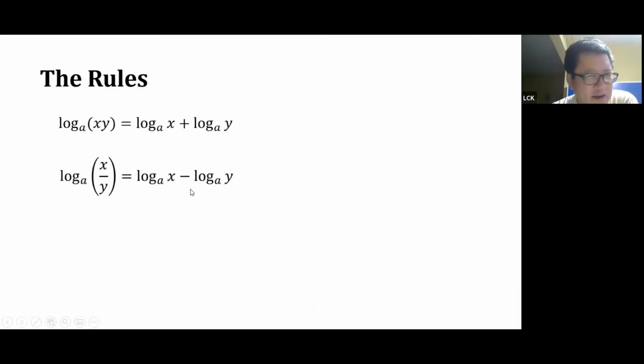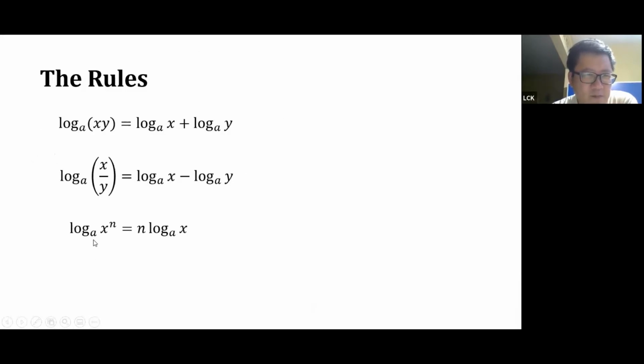Now for logarithms, there are 6 rules that you need to know. The first 2 are here. Very simple. Log to the base a of x plus log to the base a of y is simply log to the base a of x times y. This is the first rule you need to know. We'll be using this rule over and over again. The second one is this: log a of x over y equals log to the base a of x minus log to the base a of y. So these are the first 2 rules.